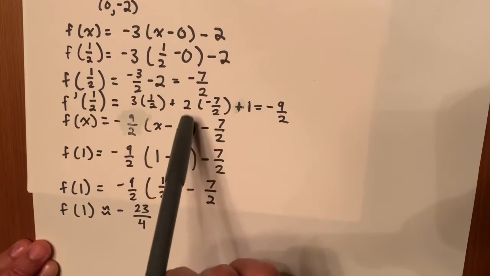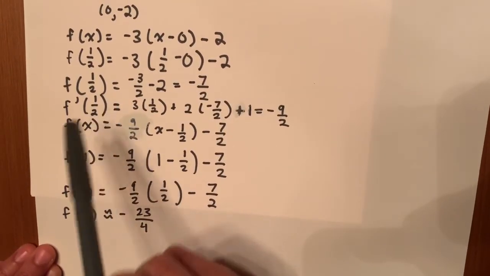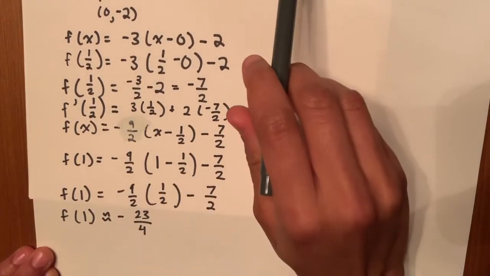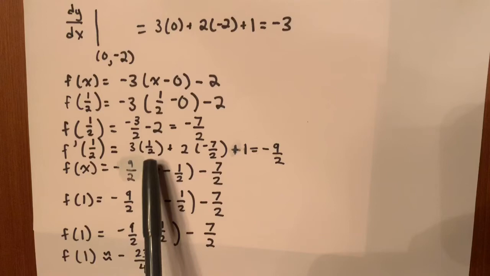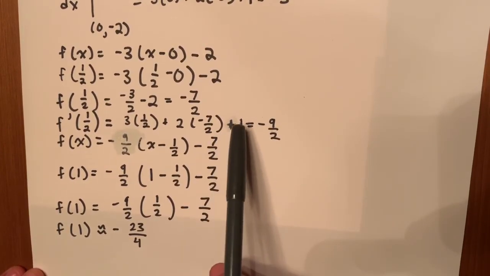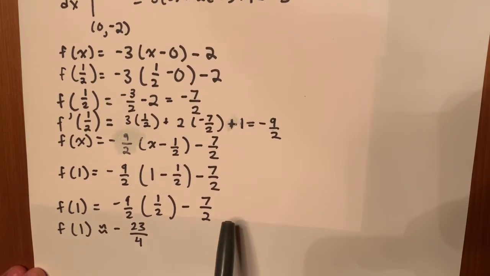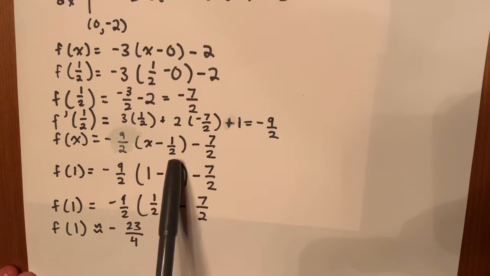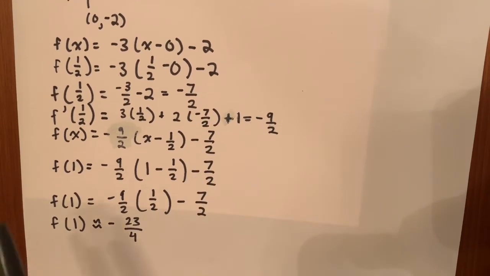So our first step is done. Now we're moving on to the second step. So we're going to take the derivative at 1/2, which we're going to plug in again to this equation. So it's 3 times 1/2 plus 2 times negative 7/2, which is the y value we got in the last step, plus 1, which is negative 9/2. Now we have f of x equals negative 9/2 times x minus 1/2 minus 7/2, our point slope form equation for the second step.